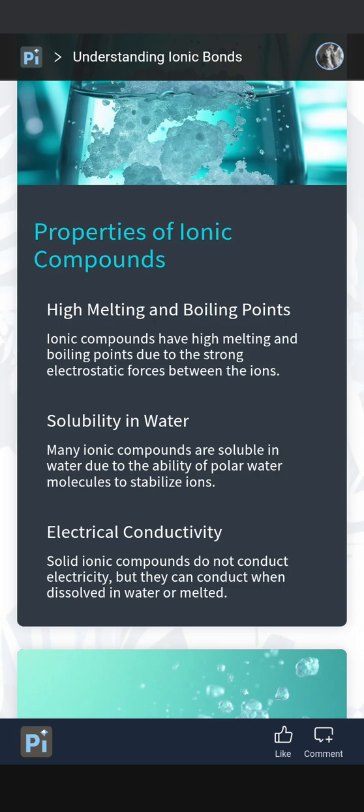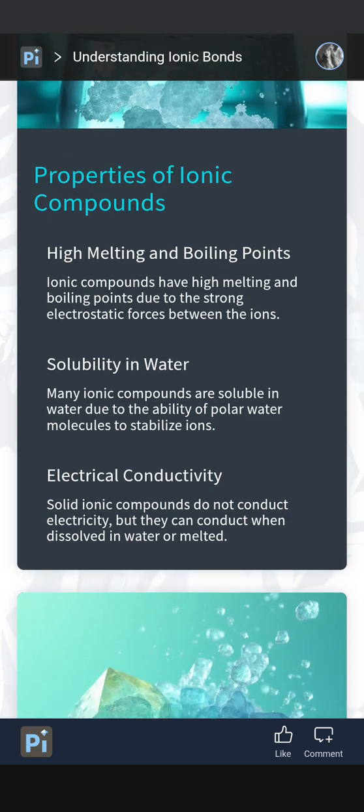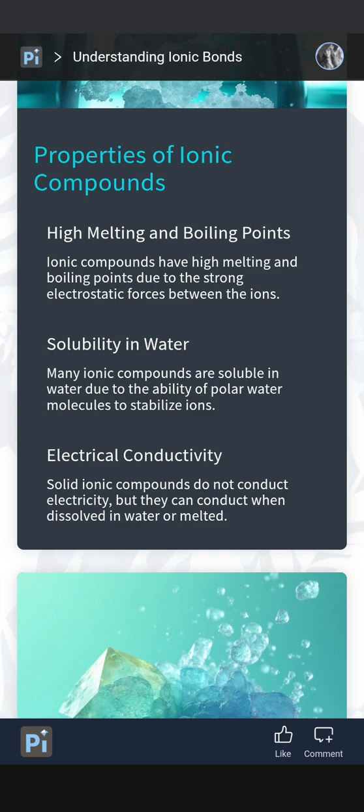Similarly, if we talk about solubility in water, ionic compounds are soluble in water due to the ability of polar water molecules to stabilize ions. So they are soluble in water, like table salt is soluble in water. Electrical conductivity: they conduct electricity when they are in molten form or dissolved in water, and in the solid state they are non-conductors of electricity.